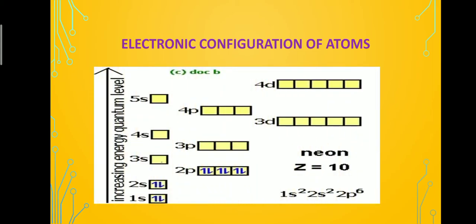So look at here. I have given an example for neon. Its atomic number is 10. So the electronic configuration is written here as 1s2, 2s2, 2p6. The number 1 represents the principal quantum number, and the letter s represents the azimuthal quantum number, which gives the orientation, and the superscript 2 represents the number of electrons in that orbital. So this is the way to write the electronic configuration of an atom.